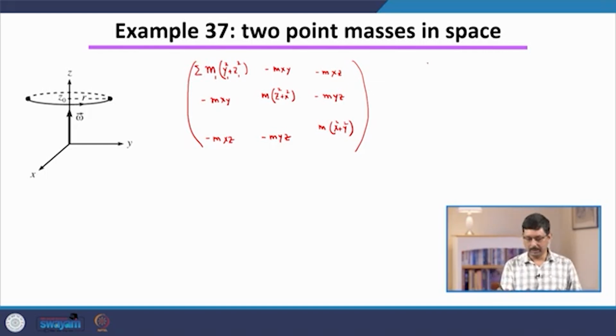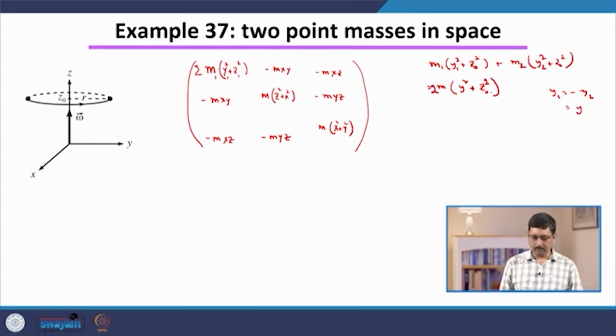So, the first term will become m1 times y1 square plus z0 square, plus m2 times y2 square plus z0 square. Note that the z coordinate is the same for both particles, and y1 is minus y2, but the square is again the same. So, we can simply write it as m, since the masses are equal, times y square plus z0 square, where y1 is equal to minus y2 in magnitude, equal to y. So, this is just 2 m times y square plus z0 square.